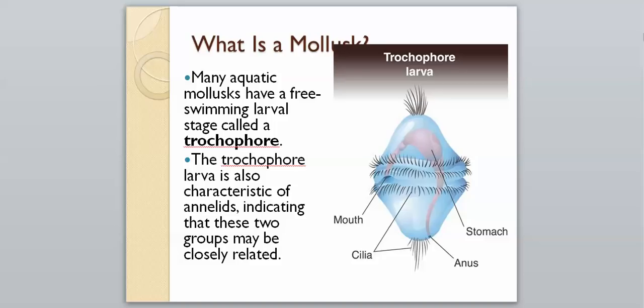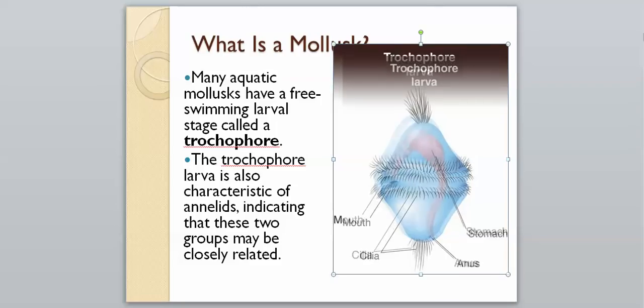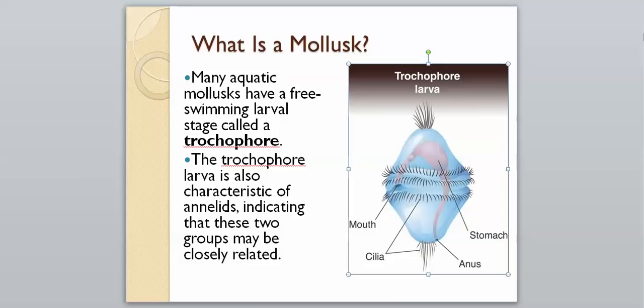And this trochophore is found in annelids as well. Since they both share this similar early developmental stage, we know that these two groups may be very closely related. That's why we discuss them in the same chapter, because they have similar developmental stages. Again, we talked about how that shows they were in fact very closely related, because early development is a big key in determining how things are related.